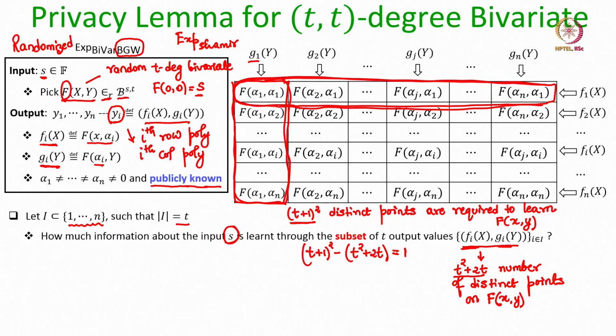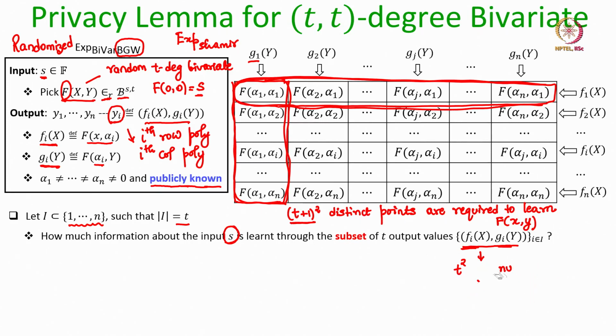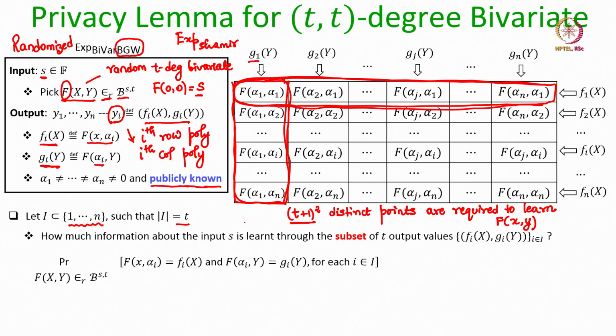So, intuitively, through t pairs of x and y univariate polynomials, we learn nothing about the value s, the input s of the experiment, but that is an informal argument. We now want to formalize it. So, let us see how we can formalize it.